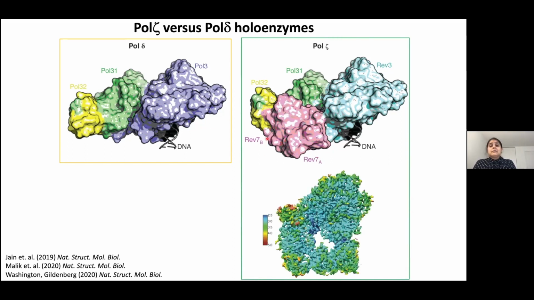And this can be demonstrated by the local resolution map of the complex, which has almost the same resolution across all subunits. Also, this rigidity can be attributed to an inactive exonuclease site. So unlike Pol delta, Pol zeta does not need to do proofreading.